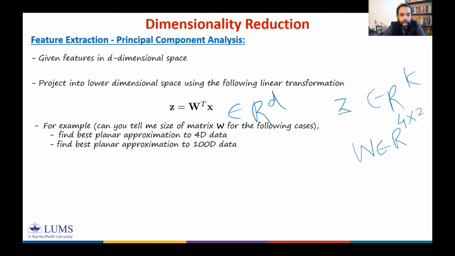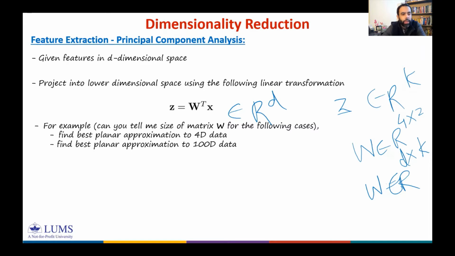Similarly, we want to have a planar approximation to 100D data, right? Now W belongs to R^(100 x 2), because what you want is a planar approximation, a 2D approximation of 100 dimensional data. Right? In general, what do you expect the size of W to be? R^(D x K), D dimensions of inputs, K outputs, right? And W transpose would be in R^(K x D).